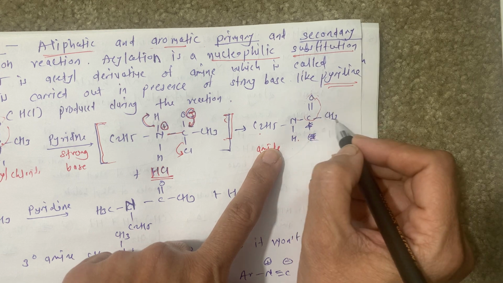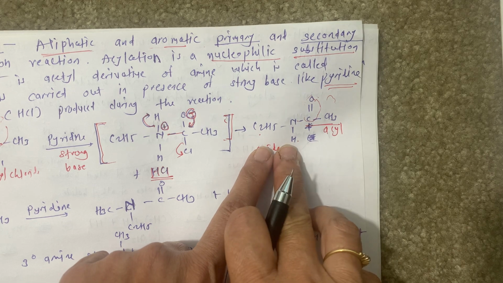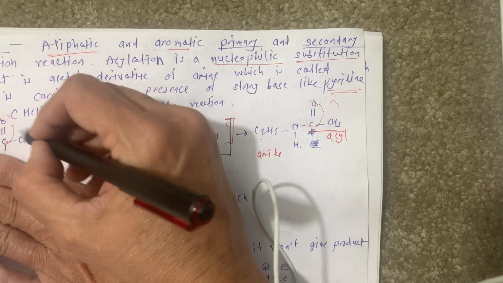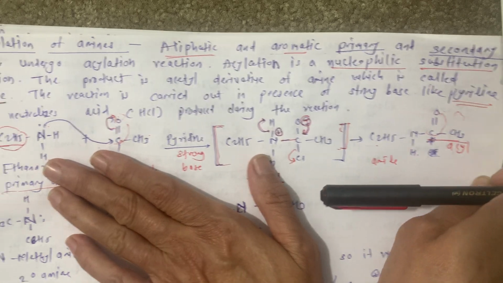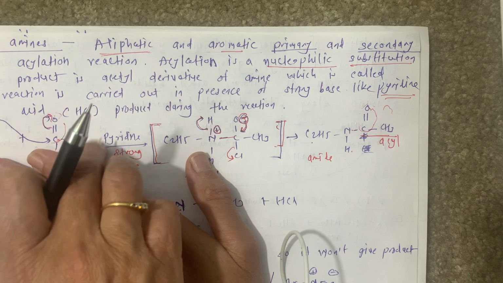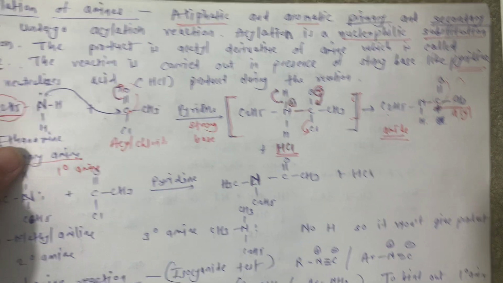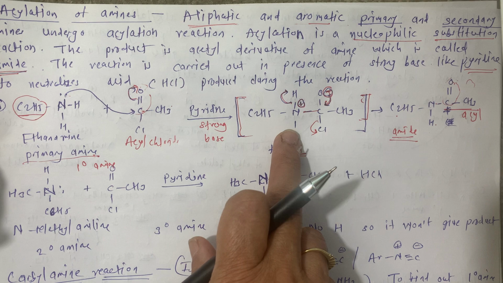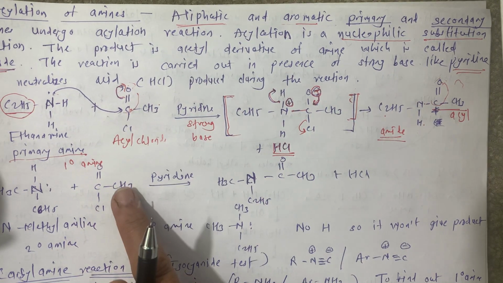C2H5NH-C double bond O-CH3, meaning the acyl group is attached to the primary amine. This is the acyl group, acyl C double bond O CH3. Here it is a substitution reaction, one of the H is substituted by the acyl group and there is formation of amide. See the total reaction. Here is the intermediate, then the removal of HCl and we get the amide. This is for the primary amine.